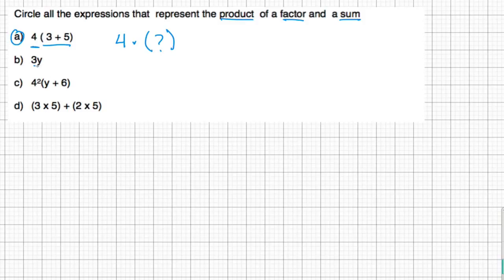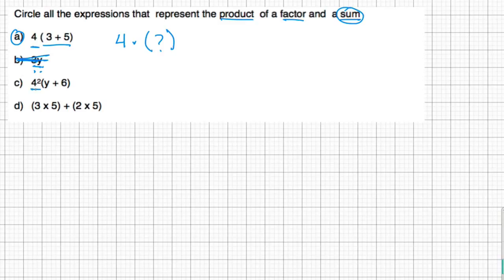All right, 3 times y. Now that's definitely a product. This is a multiplication problem. And 3 is a factor and y is a factor. But neither of them are sums, right? A sum would be an addition problem. So B is out. It's a product, but not of a factor and a sum.